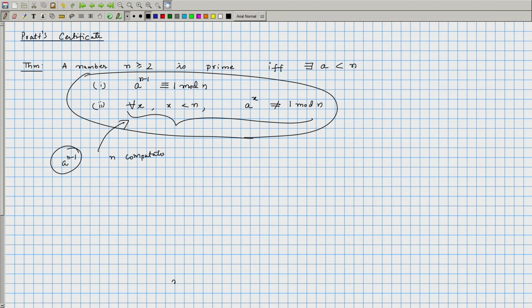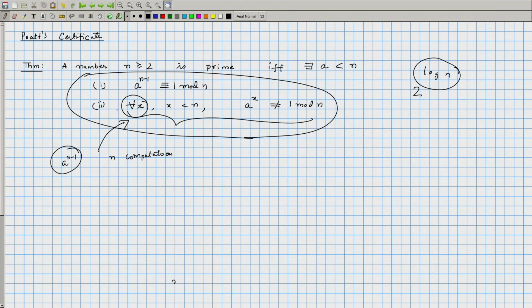The input size is something like log n, because you are representing it in, let us say, binary. So, there are log n digits, and when you say n computations, that is something like 2 to the log n. So, that is not really a good way to check this. Pratt's certificate basically overcomes having to check for all the x's here. It says that if you check for a subset of x's, that is as good as checking for all x. So, we will do this with an example.